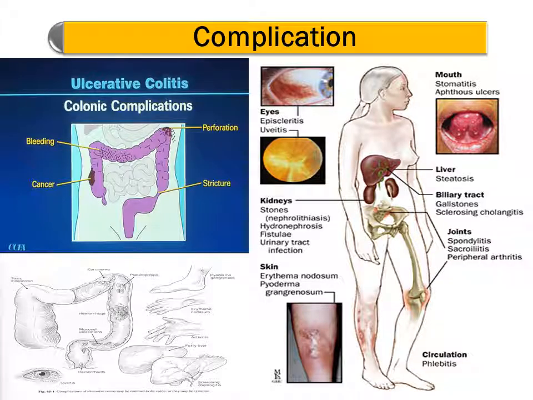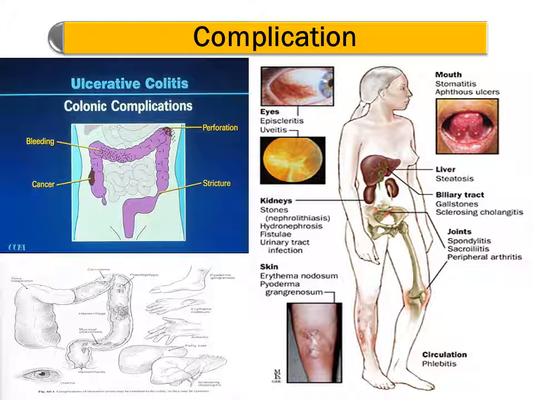The complications of ulcerative colitis are not only in the gut, but also outside it. There are four main complications in the gut: it can lead to stricture formation, perforation, bleeding, and cancer. And the extracolonic complications are in the eyes, mouth, kidneys, liver, military, joint, skin, and circulation.